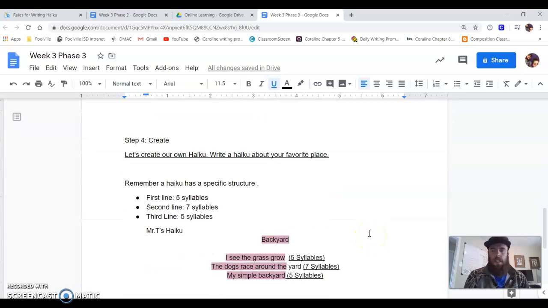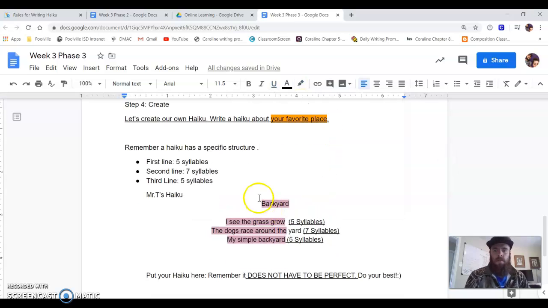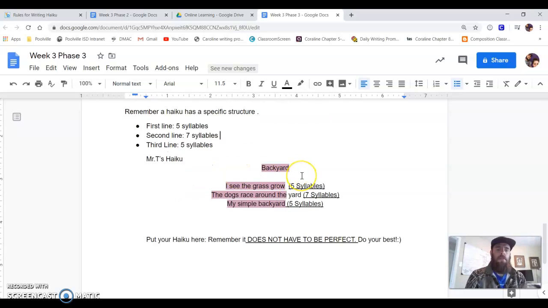Step 4, last step. Let's create your own haiku. Write a haiku about your favorite place. So our subject is going to be this right here. Your favorite place. I chose to write about my backyard because it's one of my favorite places. But remember these rules about a haiku. First line is 5 syllables, next line is 7 syllables, and the last one is 5. So 5, 7, 5. And a syllable is each part of a word.